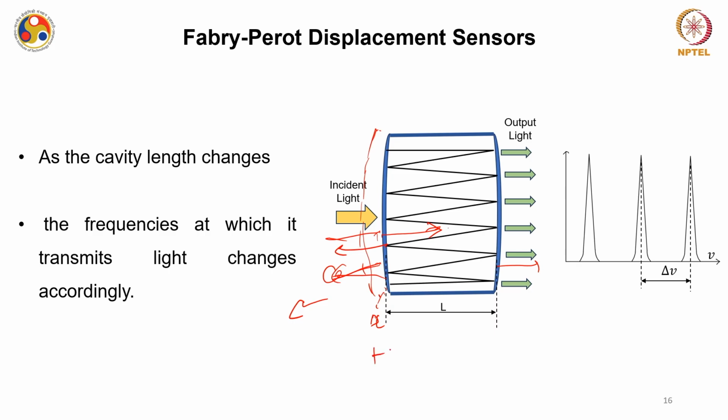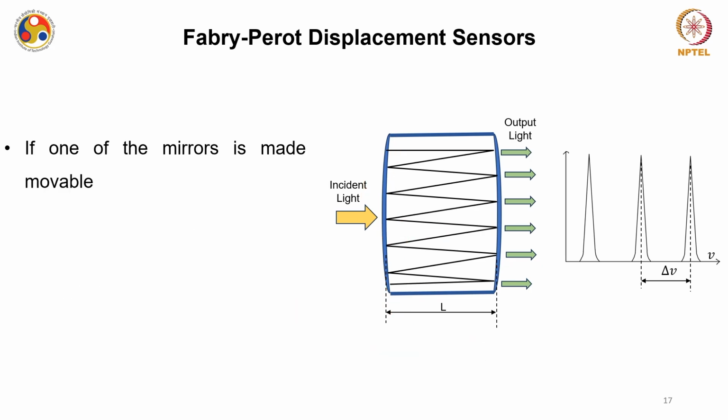So now the cavity length is L plus delta L. It can also be L minus delta L if this mirror moves in this direction. So this is now smaller by delta L, and the new length is L minus delta L, right. So the frequencies at which it transmits light change accordingly when the length changes.